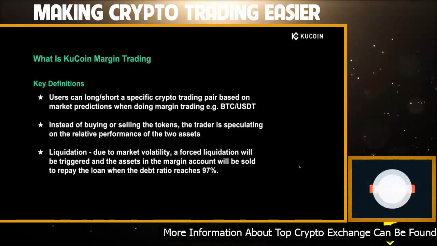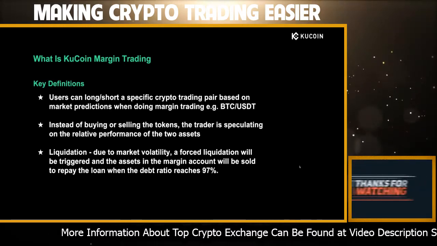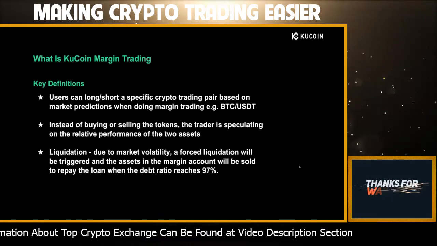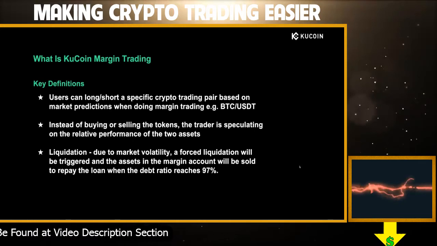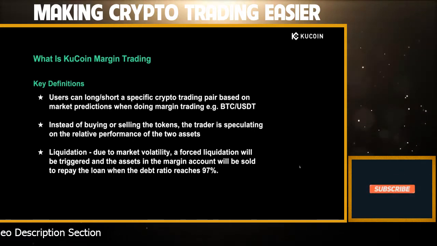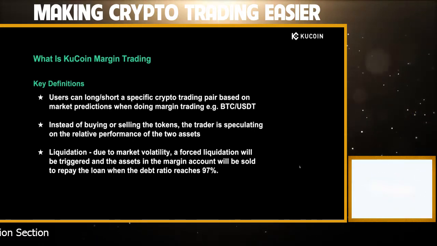So what is a long position? A long position is taken by a trader who thinks the price of a digital asset will rise in value, while going short is the opposite. A trader will open a short position if they believe a crypto asset will fall in value.